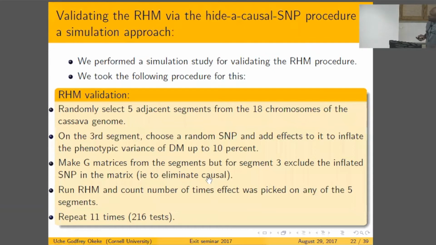So how do we validate the RHM procedure itself? We use the so-called high-causal SNP methodology. We move into the genome and select 5 adjacent segments at random. On the 3rd segment, we choose a SNP at random and inflate the variance of the trait to about 10% by adding an effect. We make G matrices for each of the segments, but when we come to the 3rd segment, we remove that SNP that we used for inflating the phenotypic variance. We run this several times to see what was going on.